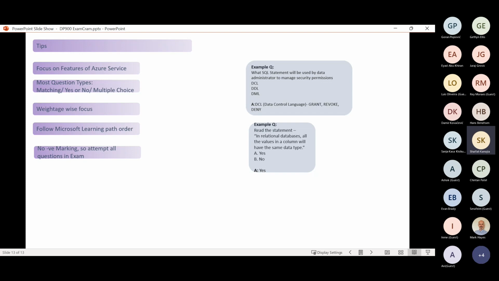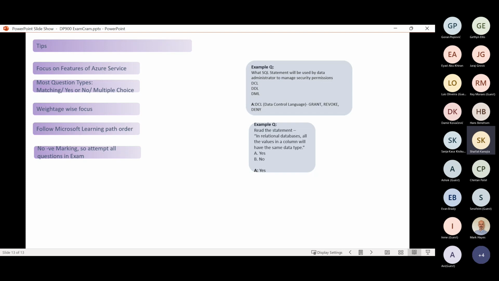Because by the abbreviation, it says data control language, and what kind of statements come under it. So that's grant, revoke, and deny. That's why I was saying you need to know, since it's not an Azure service, it's a data concept. Even if it's a concept, it comes with some features, like what comes under it.